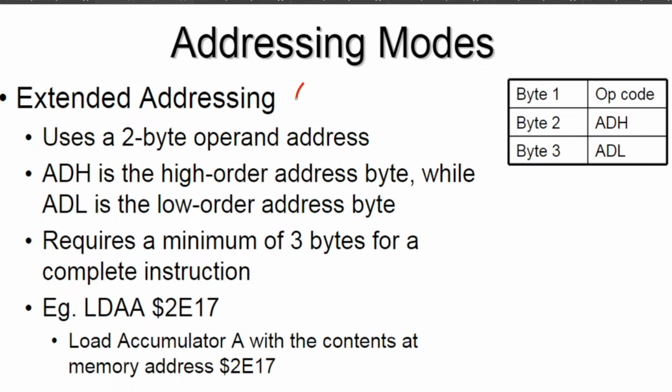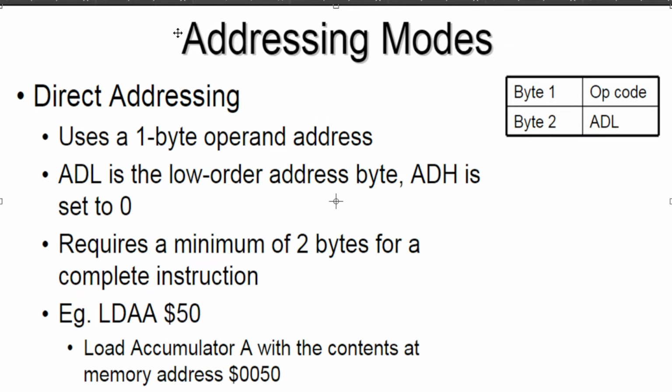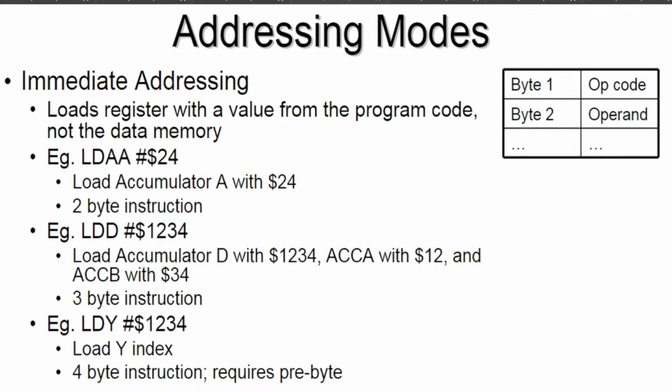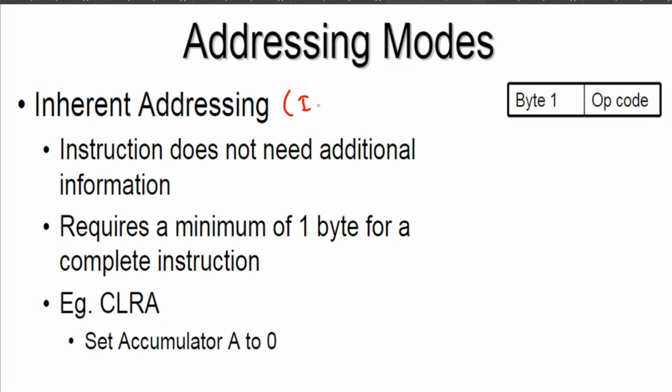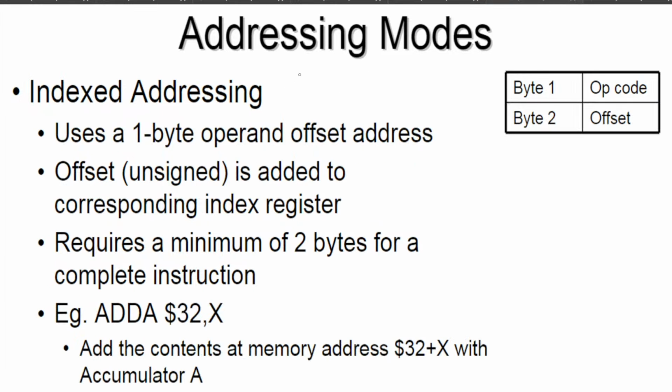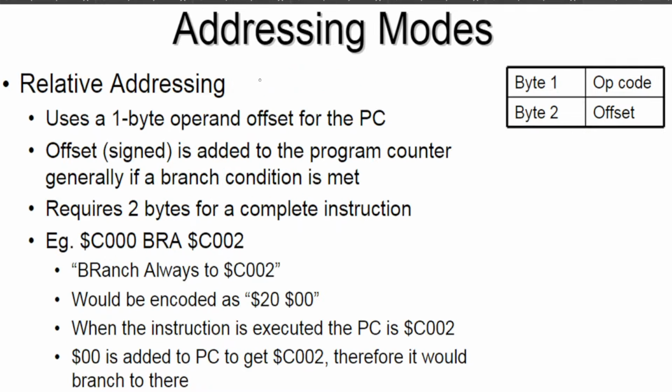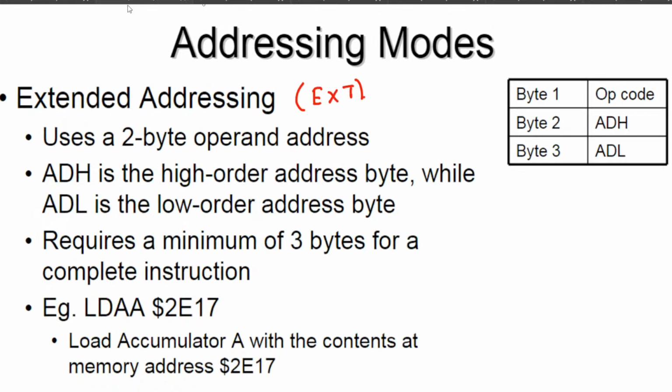So here, extended addressing, you can also use the short form ext for it. And the second one is direct addressing. The short form for this one is dir. And the third one is immediate addressing. The short form is imm. And then inherent addressing, the short form inh. And then indexed addressing, the short form idx. And the relative addressing, the short form rel. Okay, now let's look at each of them.